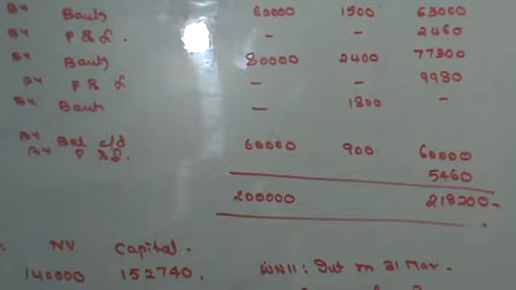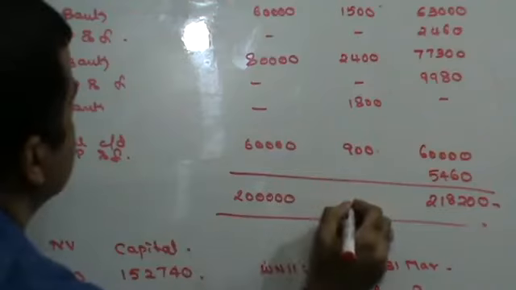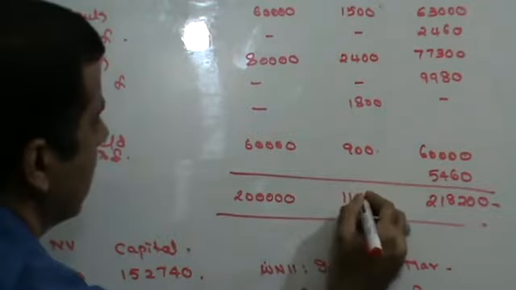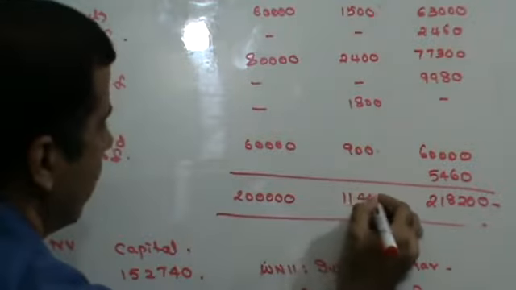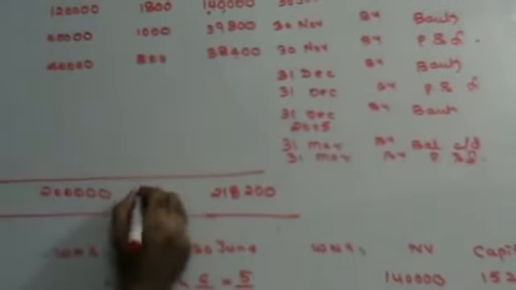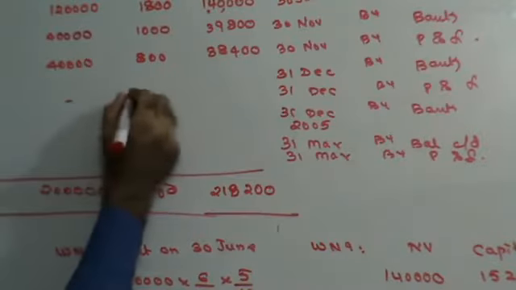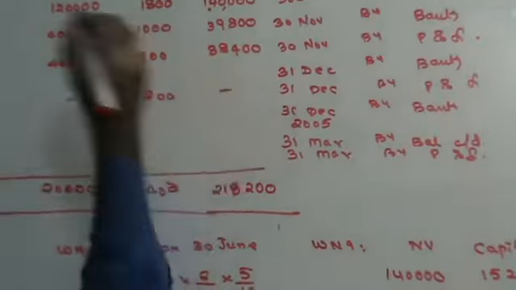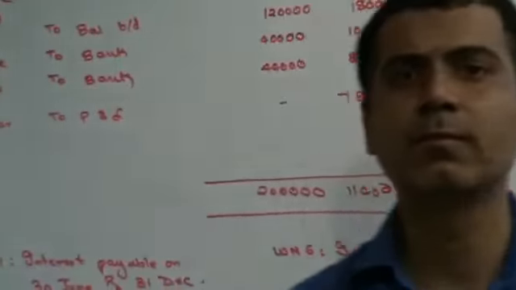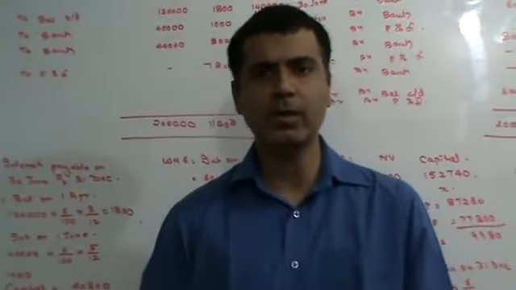Someone please add the credit side of interest. 11,400. This is 2005, 31st March, to P&L. Someone please tell me the difference. 7,800. Right? That finishes that sum. We'll stop here for the day. Thank you very much.